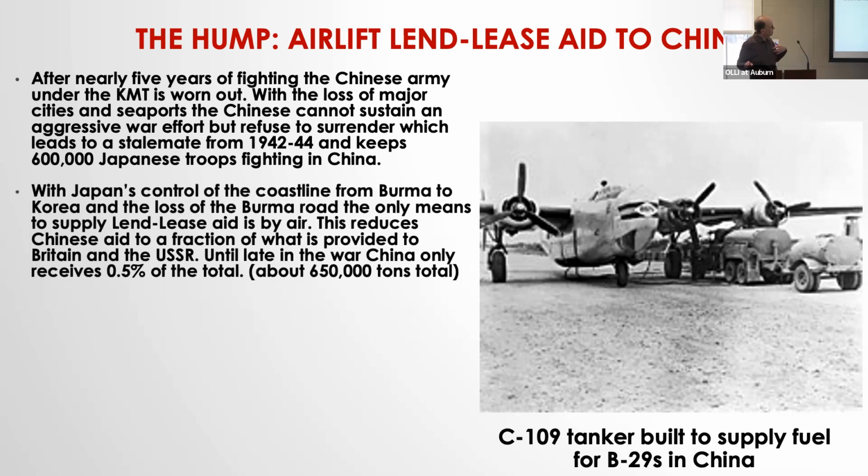And so Japan controls the coastline. They can't get any lend-lease supplies in there. Everything has got to be flown in over the hump. And so basically the Chinese are only getting 0.5% of the totals up until right at the end of the war, only about 650,000 tons of supplies. That's a minuscule amount of what they need to maintain a modern army.